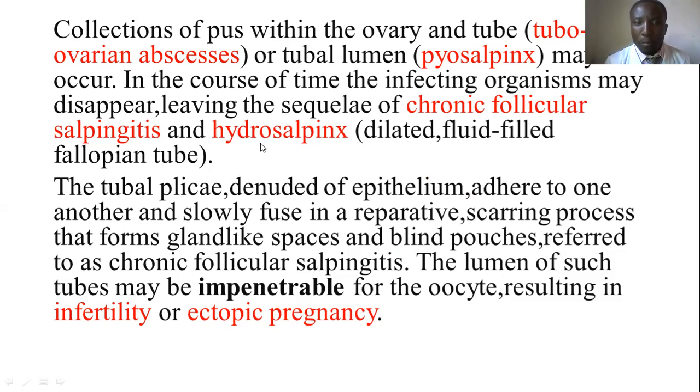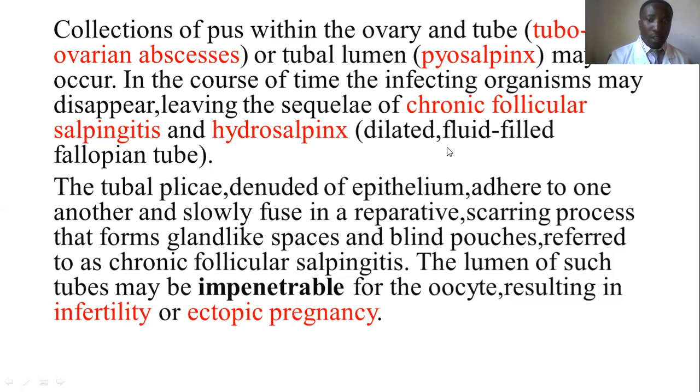So what does hydrosalpinx mean? What are the features? There's dilatation, widening of the tubes, a dilated fluid-filled fallopian tube, meaning that the tube is going to be dilated like a tube that has been overinflated and filled with fluid or water. So we're going to end up with tubes that are full of water or other fluid, and of course dilated. Now they're already blocked. The male sperms cannot pass anywhere. The egg cannot pass anywhere.